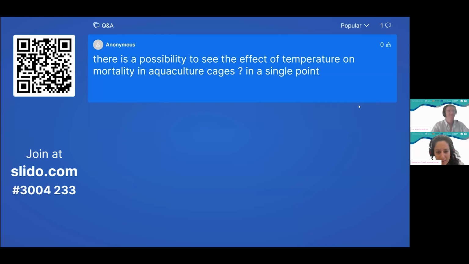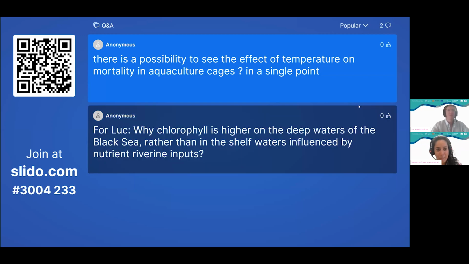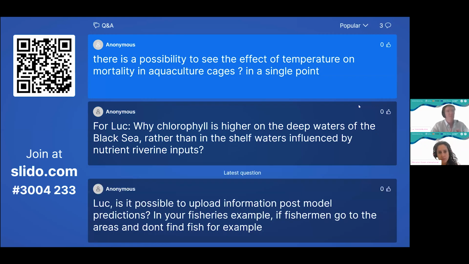there is a possibility to see the effect of temperature on mortality in aquaculture cages in a single point. Also, maybe out of your range, I'm afraid. It's a good question. So actually there is an effect of temperature on mortality, and I don't know what you mean by in a single point.